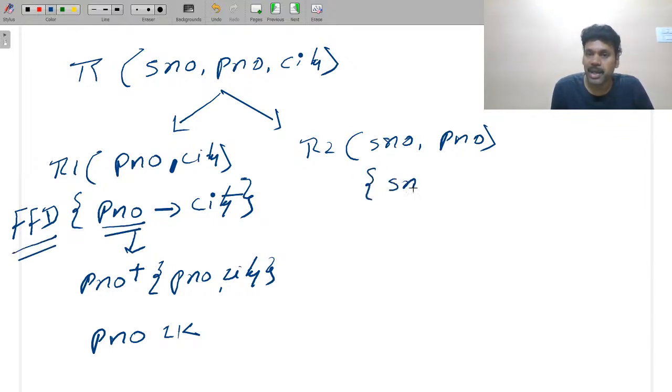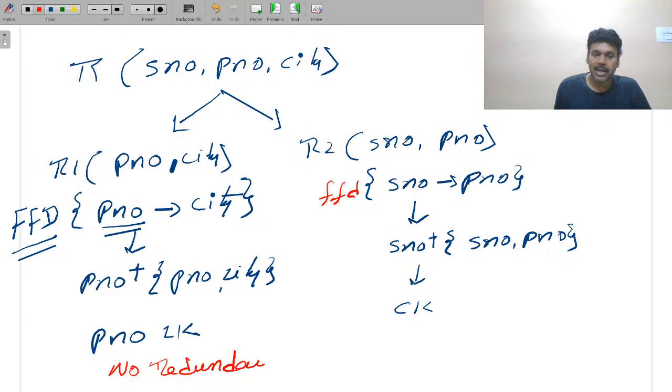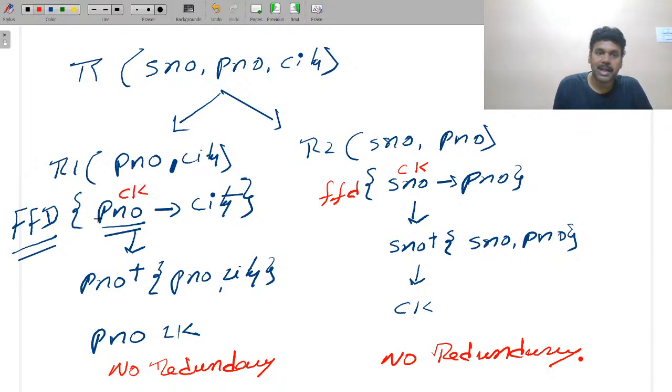Here also, we have one more production. Just I am bringing those productions only, nothing else I am doing. So if you find SNO closure, you will get S number and P number. Then we can guess this is your candidate key, and this production which you are talking, it is also fully functional dependency. So no redundancy in R1 and no redundancy in R2, as dependents depend on only what? Candidate key only.